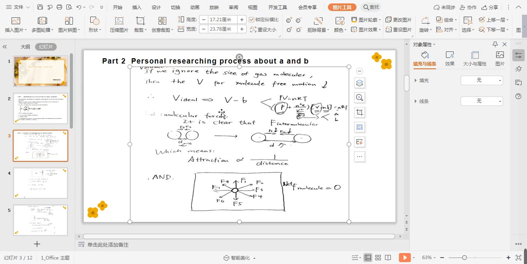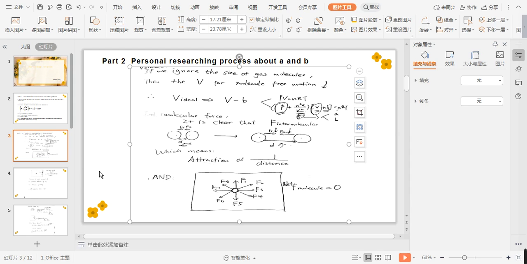So let's talk about a. a is about the intermolecular force first. You can see in a closed container there's a molecule here, and this molecule is attracted by other molecules, with forces F1, F2, F3, F4, F5, F6, F7, F8. But although there are many forces, the directions of the forces cancel out. So the net force on this molecule is zero. But this is just what the ideal gas law considers.